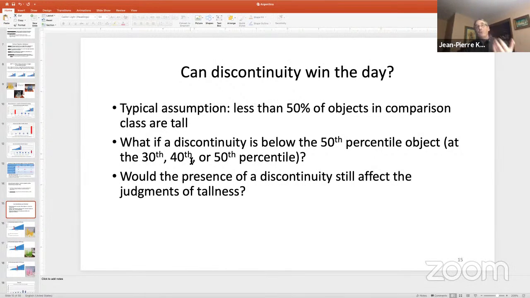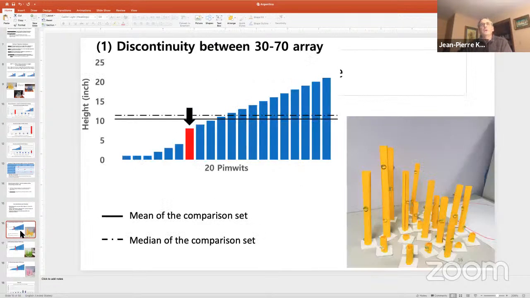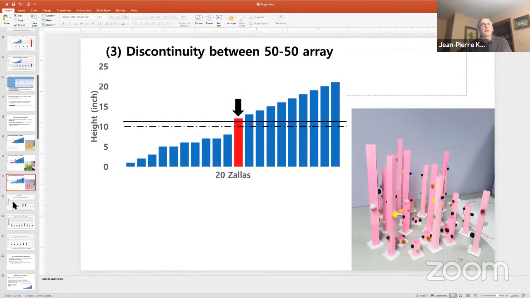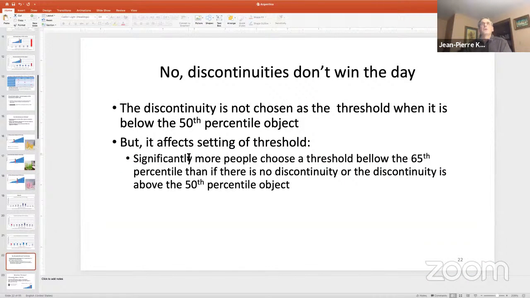And people prefer a percentile that was below the half, the median, because it's a discontinuity. So we had a discontinuity either at the 30th percentile from the bottom, at the 40th percentile from the bottom, and the 50th percentile from the bottom. And in the interest of time, I will skip the results and just give you the lowdown on the results.